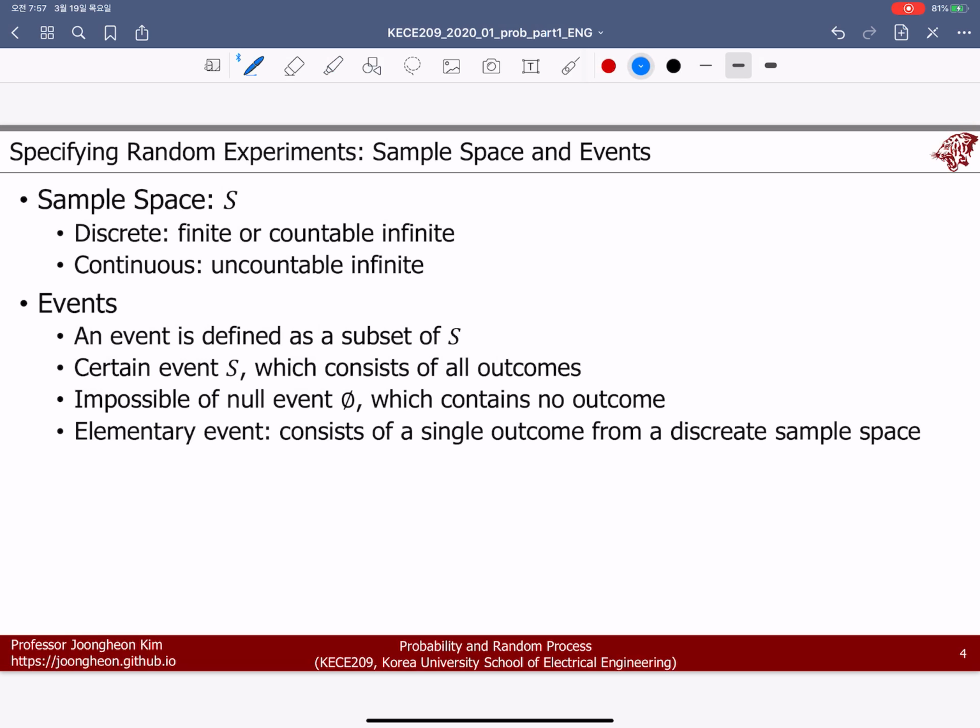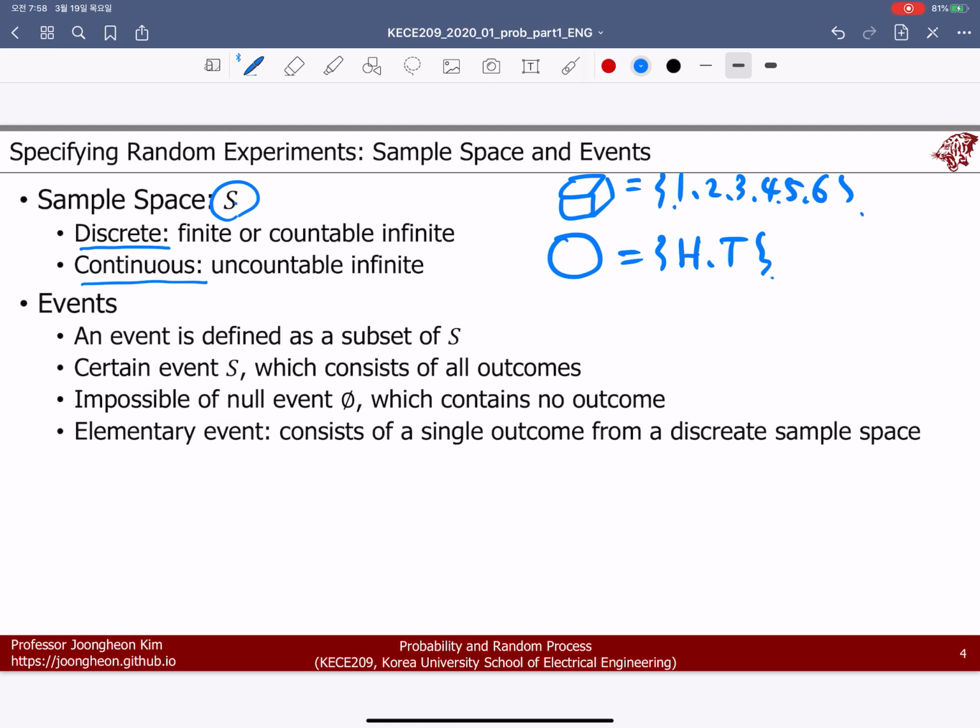So sample space can be defined as a discrete sample space or a continuous sample space. Suppose that we are doing dice tossing as mentioned before, then we have 6 different outcomes: 1, 2, 3, 4, 5, 6. Suppose that we are doing some coin tossing. We have a coin and it has head or tail. That's why we have discrete outcomes just like that.